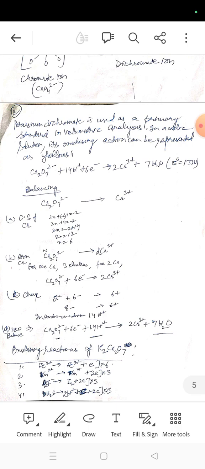Then the oxidizing reaction. So the 6 electrons are to be balanced by the following reactions. Fe2+ to Fe3+ with 1 electron, so to balance the 6 electrons added in the dichromate equation, multiply by 6. Then Sn2+ to Sn4+ with 2 electrons, so multiply by 3 to make this 6 electrons. Then iodide to iodine is 2 electrons, so multiply by 3. H2S, sulfide to sulfur, is 2 electrons, so multiply by 3 to make the 6 electrons, right, to balance with the reduction of the dichromate, that is chromium, for 6 electrons from chromium 6 to chromium 3+.